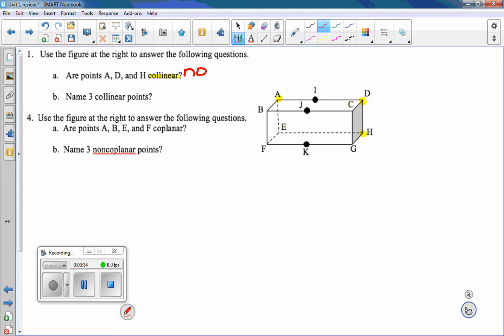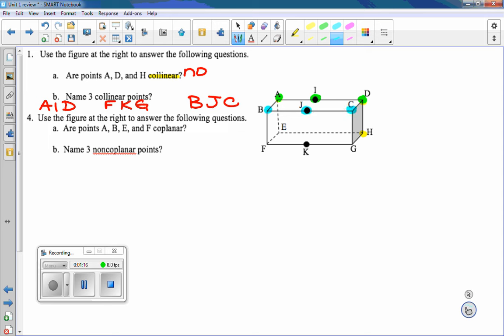Okay? Now, name me 3 collinear points. Anybody? AID. Because if I wanted to, I can draw a line between AID. That works. FKG. I can draw one line between those points. BJC. All right. If you look at this, I can connect one line between those 3 points.